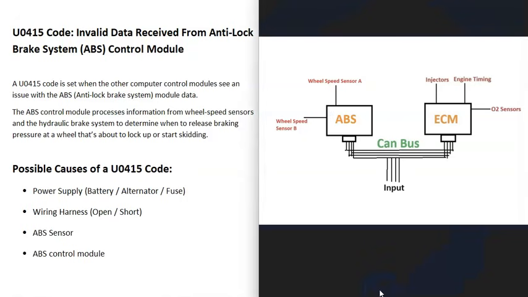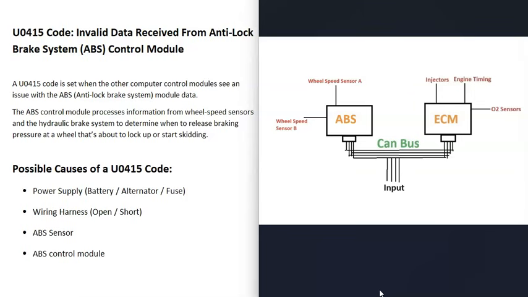Well, vehicles can have different computer control modules. They can have an engine control module, they can have a transmission control module, and they can also have this ABS control module. And when you get a U0415 code, for some reason, the ABS control module is reporting bad information back to the other computers. So for example, say the transmission control module is reporting that the vehicle is moving like 50 miles an hour, but for some reason, the ABS control module is reporting that the vehicle's not moving at all, or something along these lines. And so it's going to have to be troubleshot to know why.